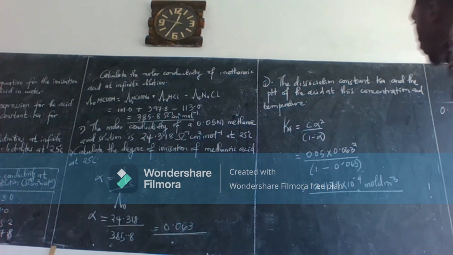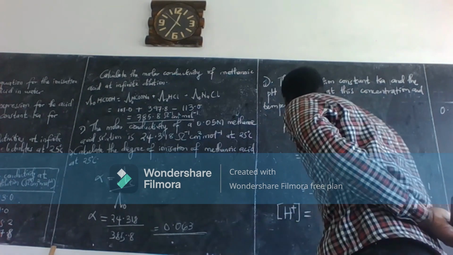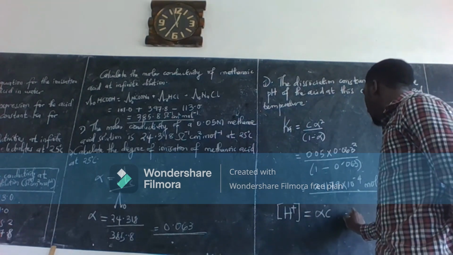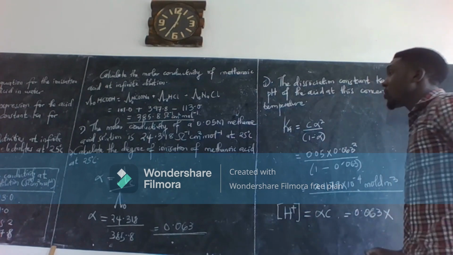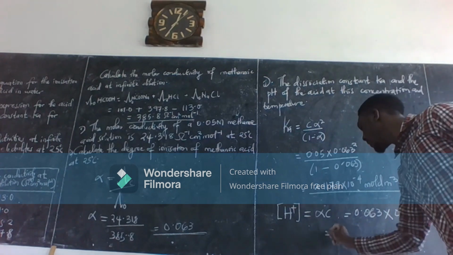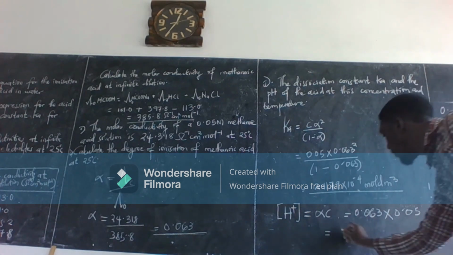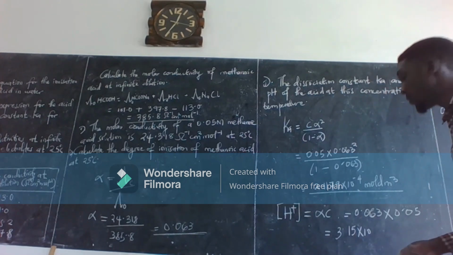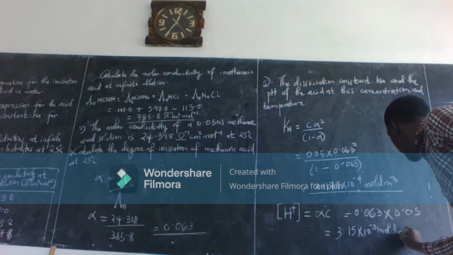So lastly, we need the pH, but we can get the concentration of hydrogen ions by saying degree of dissociation alpha times the concentration C. So this will be equal to 0.063 times the concentration of the acid, which is 0.05. What is the answer? What is the concentration of hydrogen ions? 3.15 exponent negative 3. That is moles per liter.